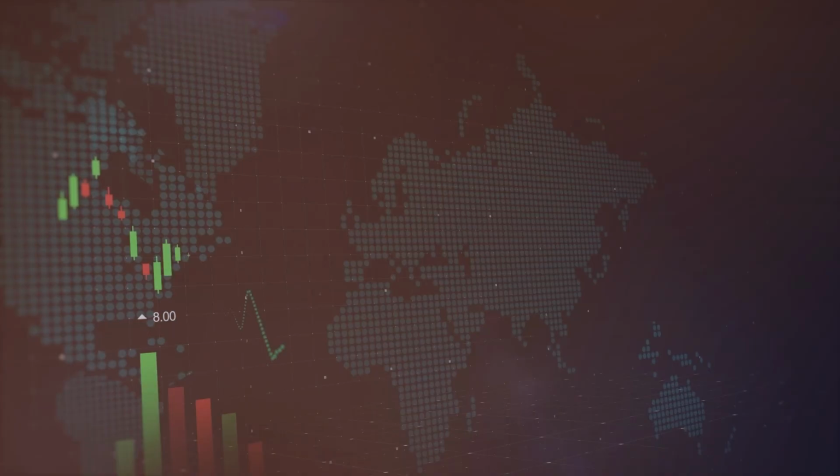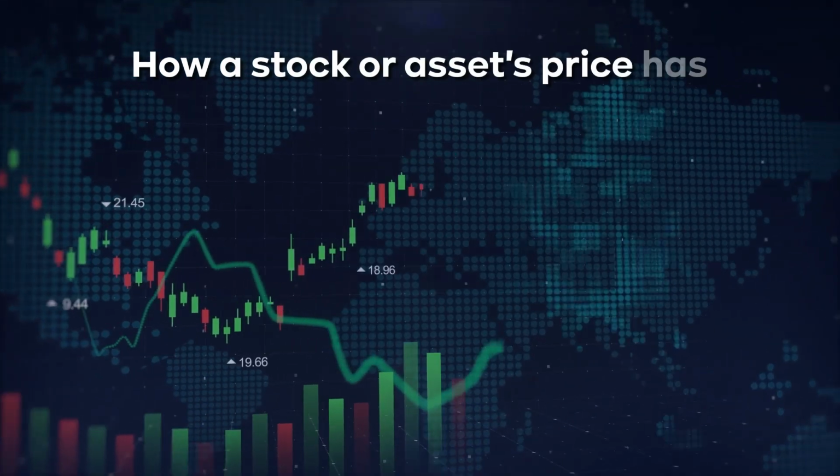So what exactly are trading charts? Simply put, they show you how a stock or asset's price has moved over time. It's like getting a snapshot of market behavior to help you figure out what's coming next. If you can read charts, you're already a step ahead in developing a solid trading strategy.